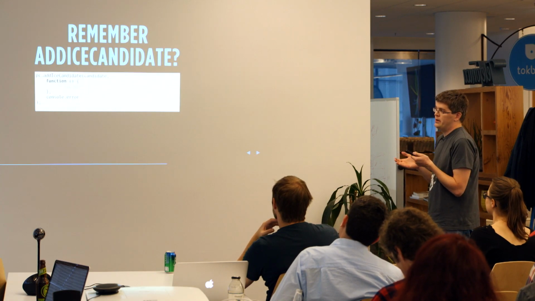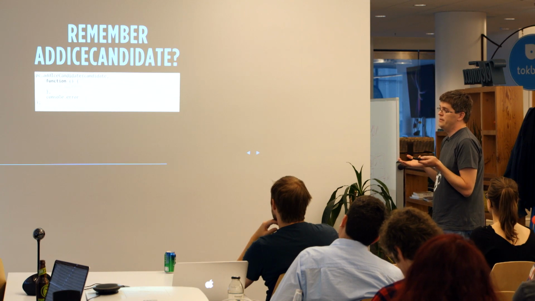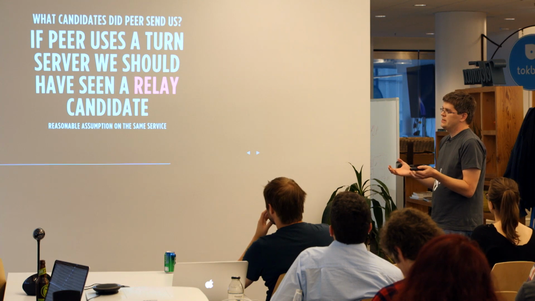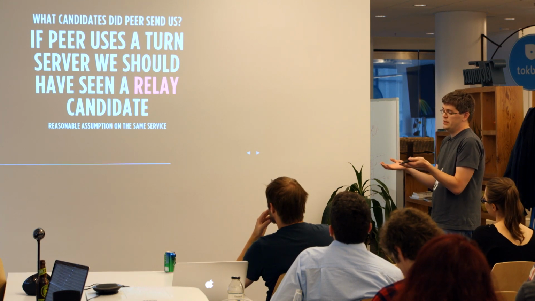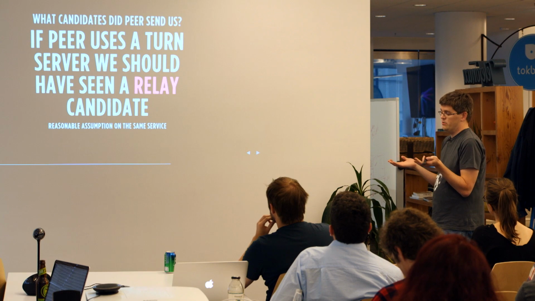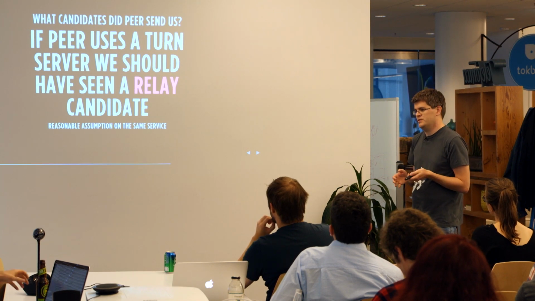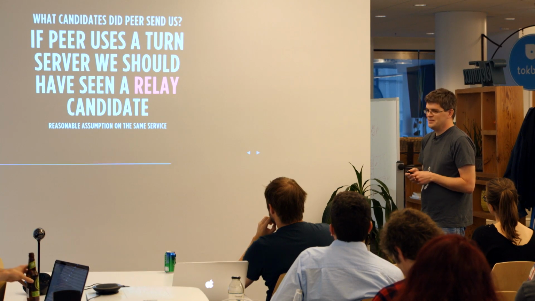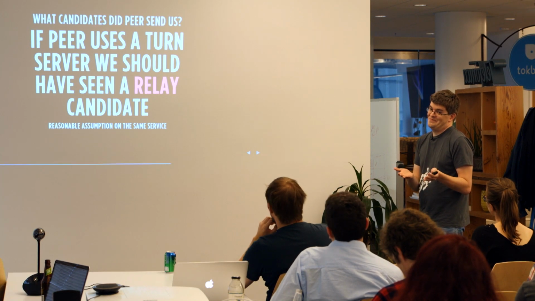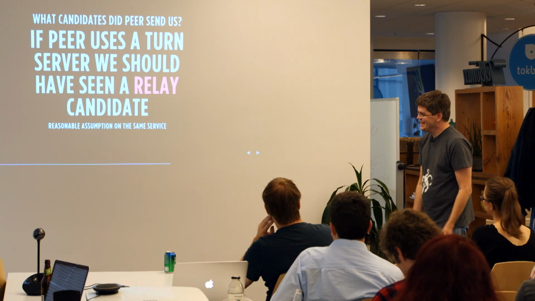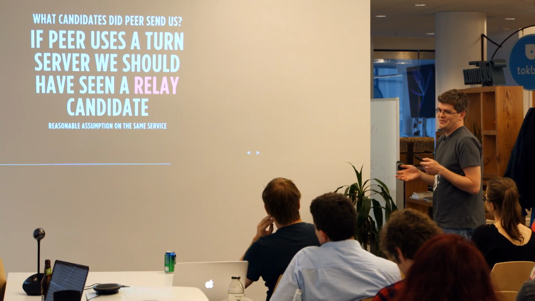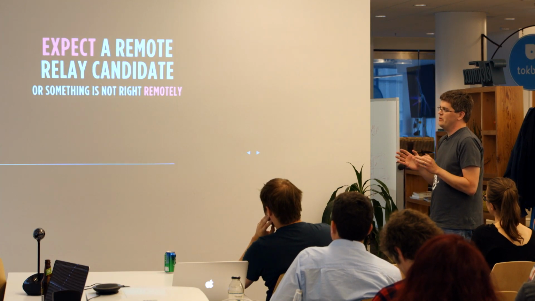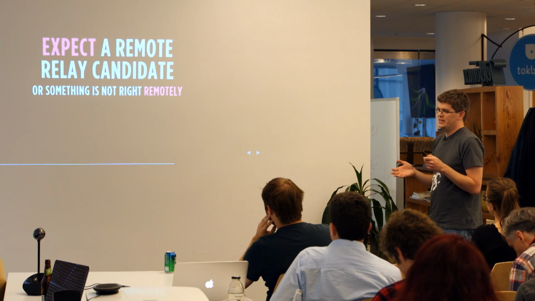And if you remember add ICE candidate, you can do the same here. So what candidates did the peer send us? If the peer uses a TURN server, we should have seen a relay candidate, right? Which is a reasonable assumption on the same service. It is getting more difficult if you have a federated thing. Nobody wants that. I want that. So it makes things more difficult, so I have to agree with you there. So expect a remote relay candidate, or something is not right on the other side.